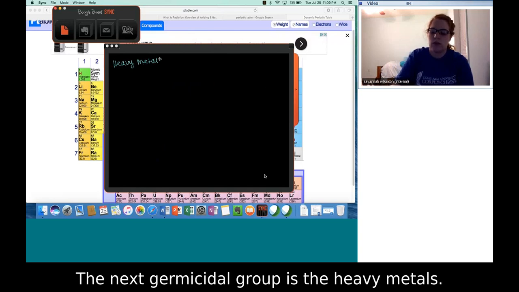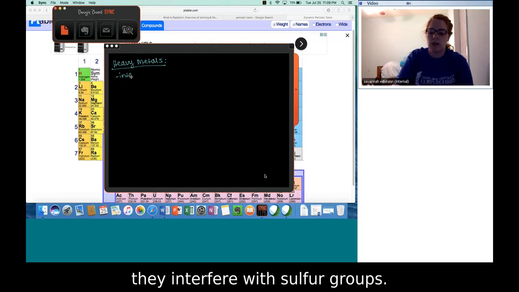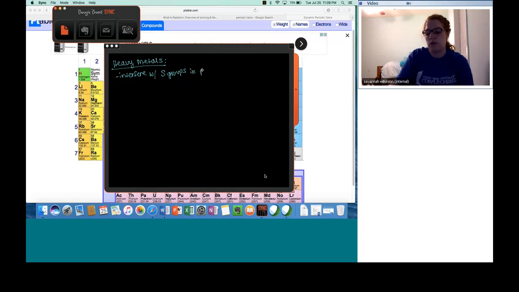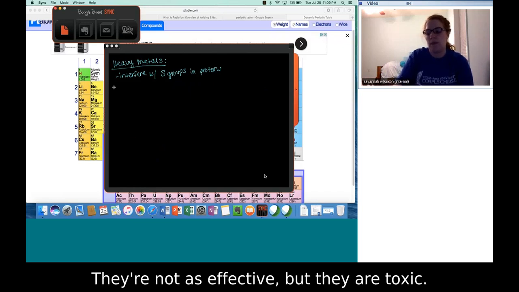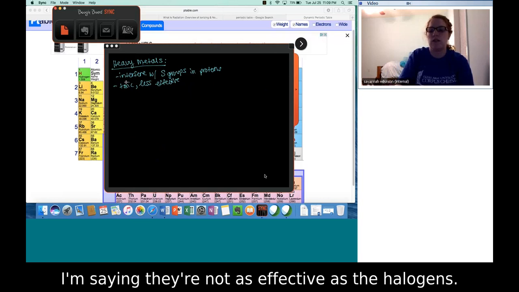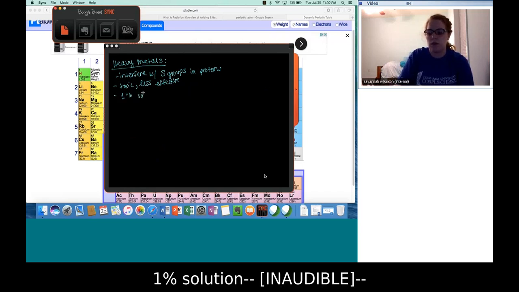The next germicidal group is the heavy metals. And the thing is with the heavy metals, they interfere with sulfur groups in proteins. They're not as effective, but they are toxic. But I'm saying they're not as effective as the halogens. % solution.